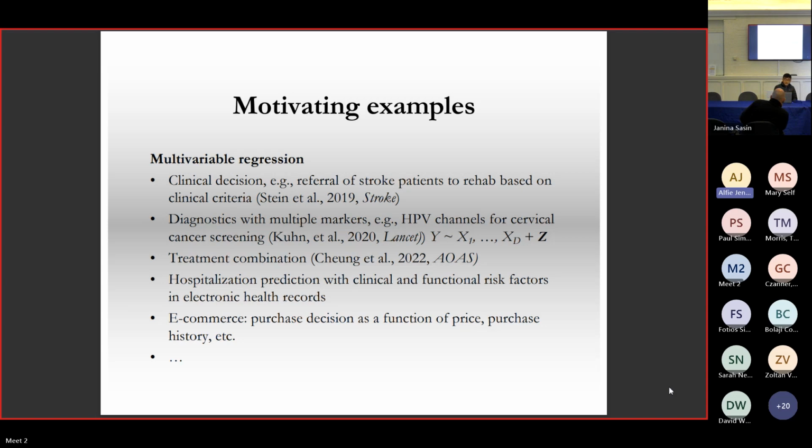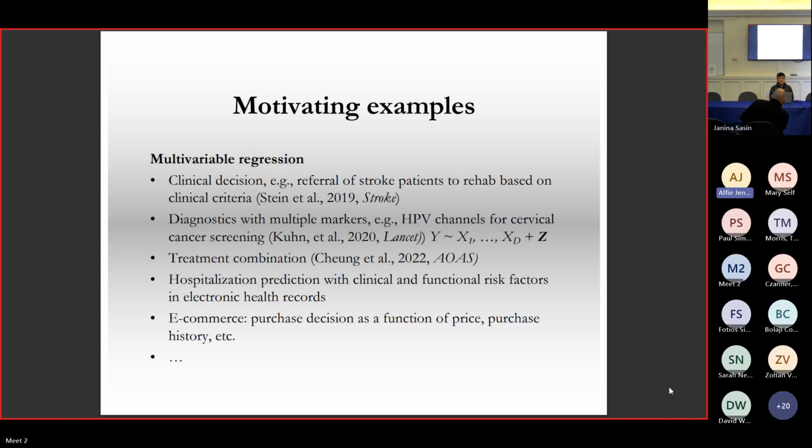And in all these examples, as you can imagine, it can be formulated as a multiple regression problem, right? Multiple regression covers a lot of ground, and it's so fundamental in statistics that it is something we teach in year one of statistics students. And so what we're trying to cover is very broad.